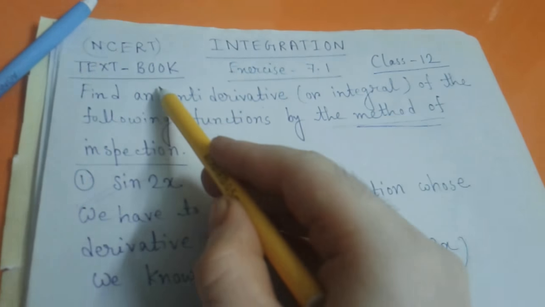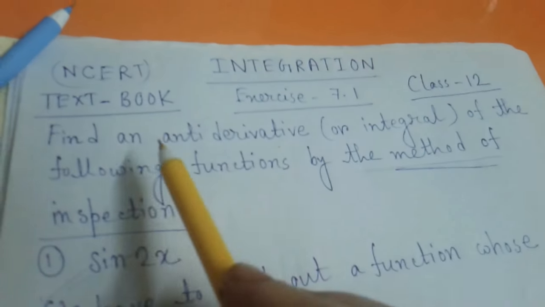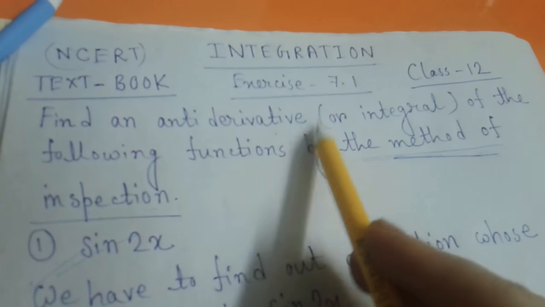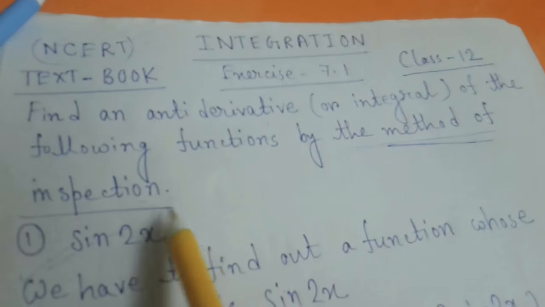আমরা ক্লাস 12 এর NCERT টেক্সট বুকের ইন্টিগ্রেশনে এক্সারসাইজ 7.1 সলভ করব। Find an antiderivative or integral of the following functions by the method of inspection.